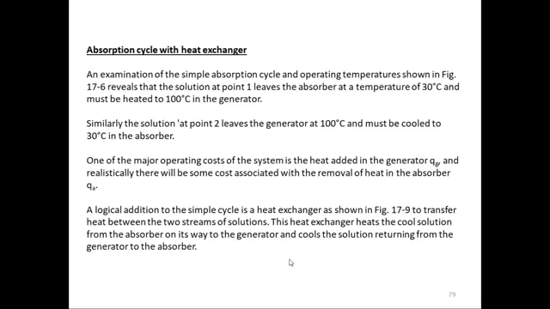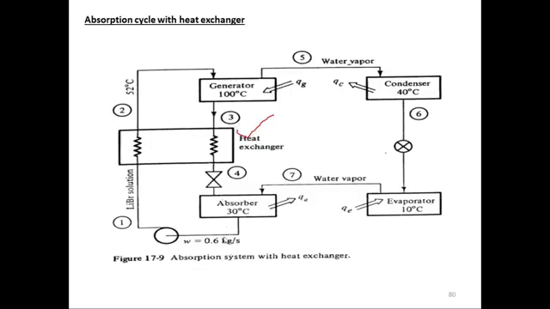This heat exchanger heats the cool solution from the absorber on its way to the generator and cools the solution returning from the generator to the absorber. So what will this heat exchanger do? The 30 degree solution is going through the pump into the generator, and the 100 degree solution is coming back from the generator to the absorber. In between these two pipes there will be a heat exchange. So there will be some saving. Instead of heating a 30 degree solution to 100 degrees centigrade, because of the heat exchanger we only have to heat a 52 degree solution to 100 degrees. So that is the advantage of employing a heat exchanger between the generator and the absorber.